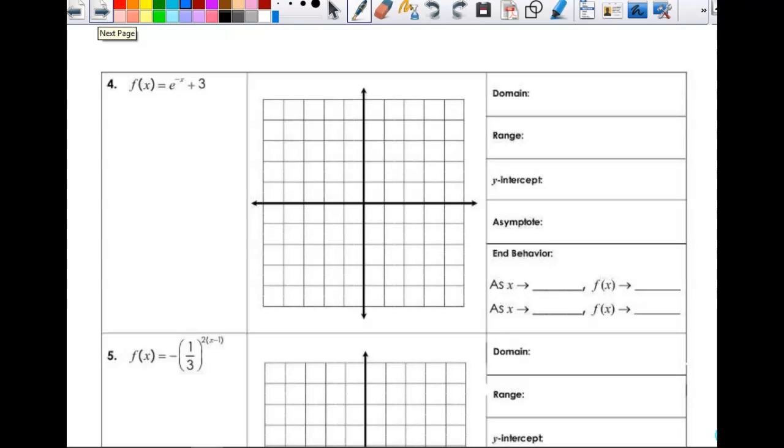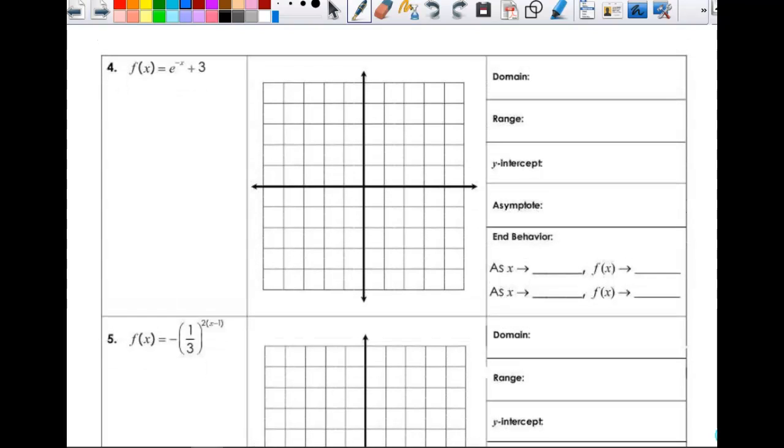So here's an e. An e was about what? 2.7. And then 1 over e is about 0.4. Okay, so those are values you've got to know eventually in your head. All right. So f of x is equal to e to the x. And the parent function looks like this.